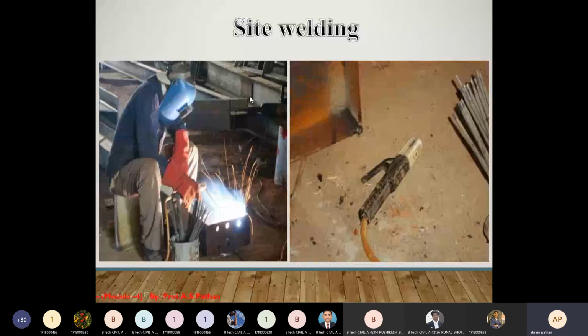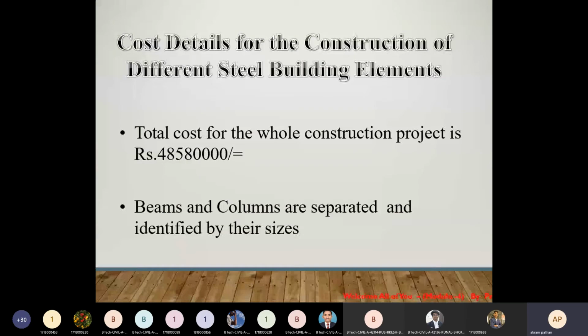Then we have the cost details for the construction of different steel building elements. So, for example, this is the total estimated cost. Okay, the cost of the whole construction project goes around.